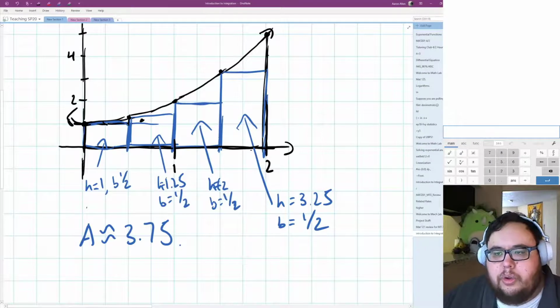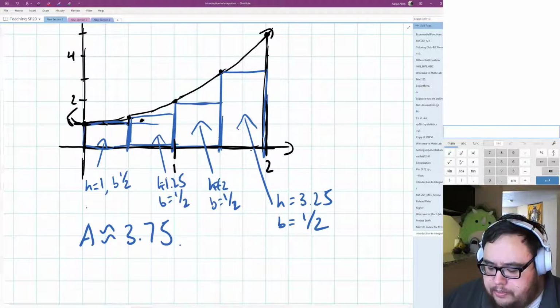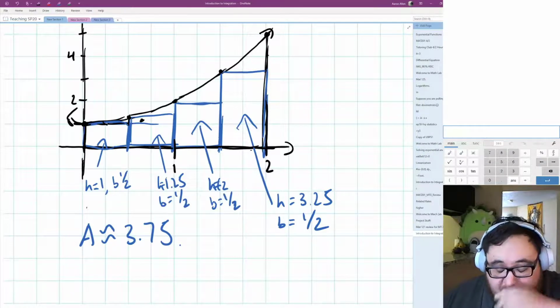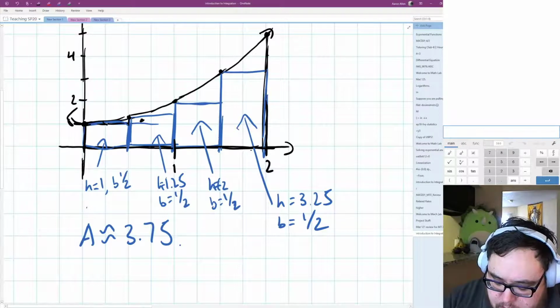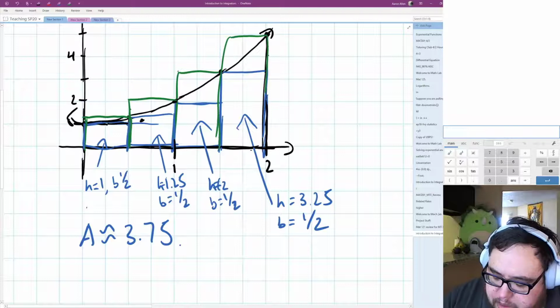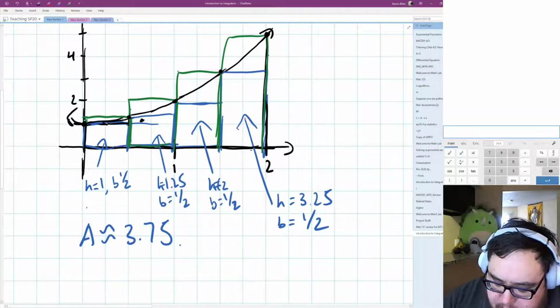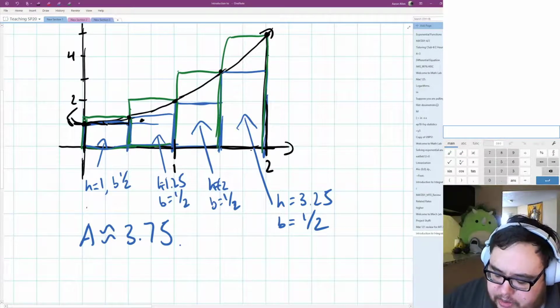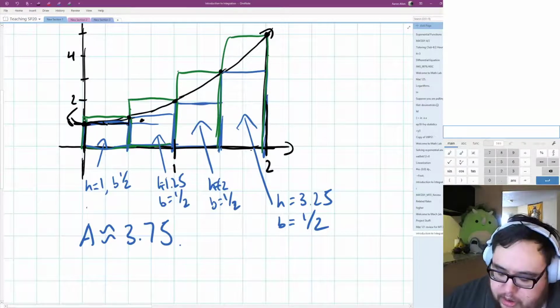There's also the option to, so what I did is I chose some rectangles where the left-hand side of the rectangle always met up with the curve, right? We could also take the right-hand side of the rectangle instead and have that meet up with the curve. And that would give us a different estimate, right? Instead of the blue estimate here, which is a little smaller than our curve, our green estimate is going to be a little bit bigger than the curve.